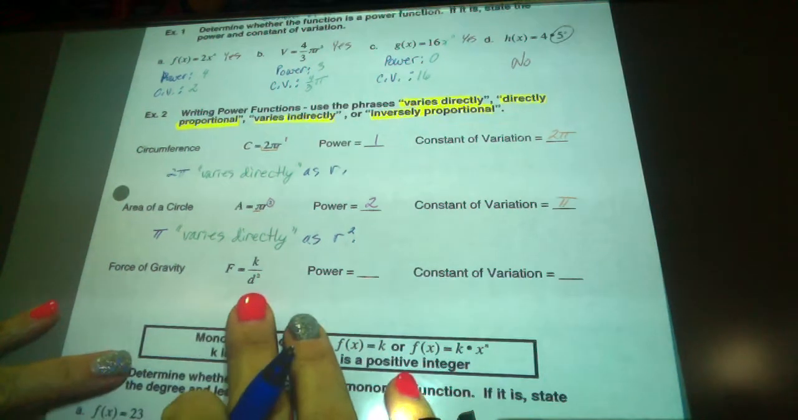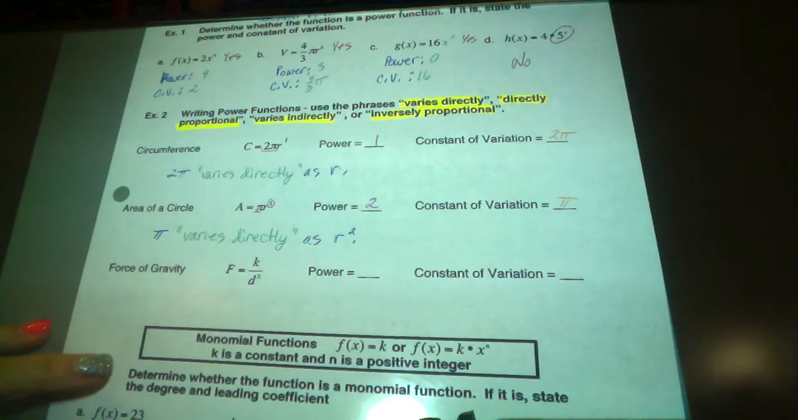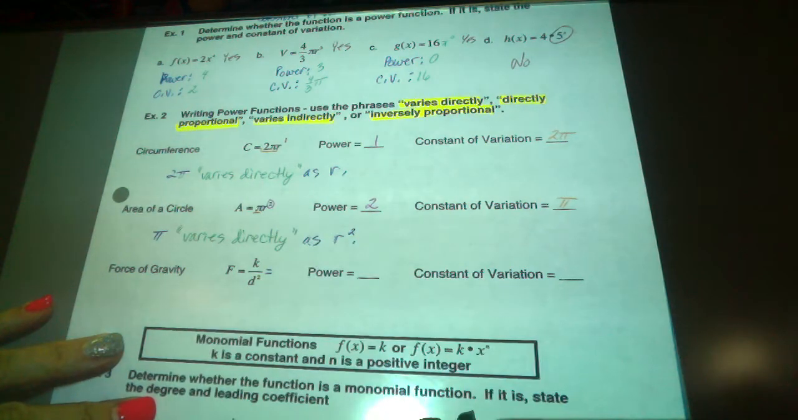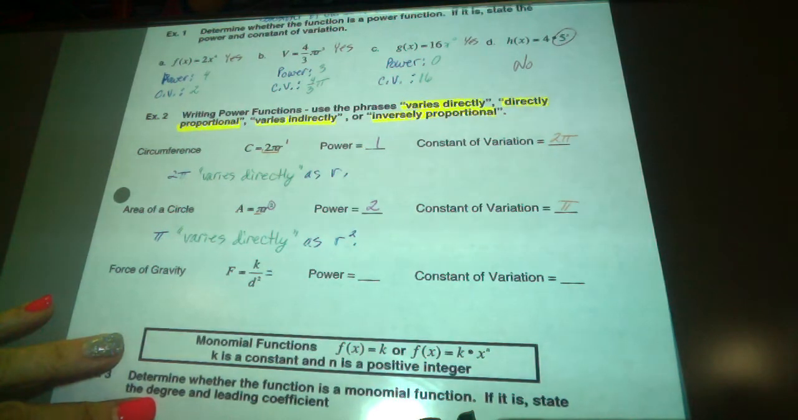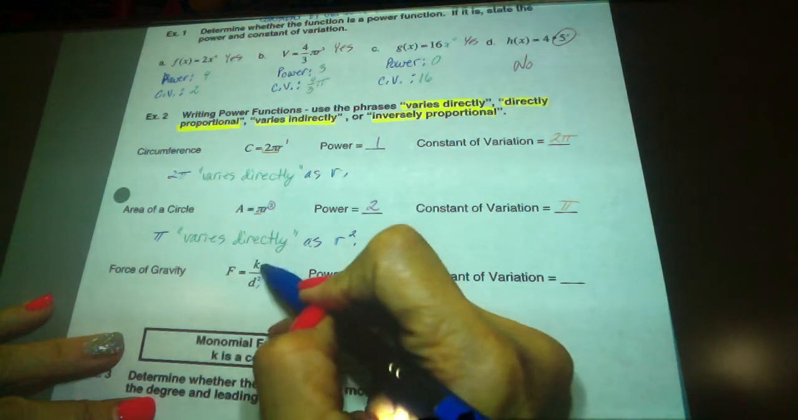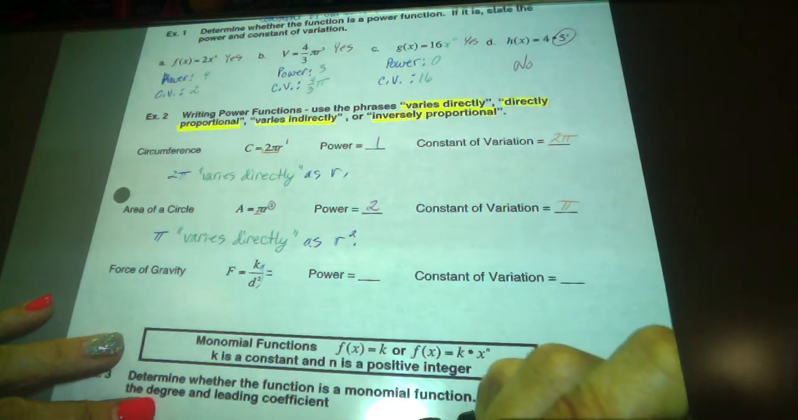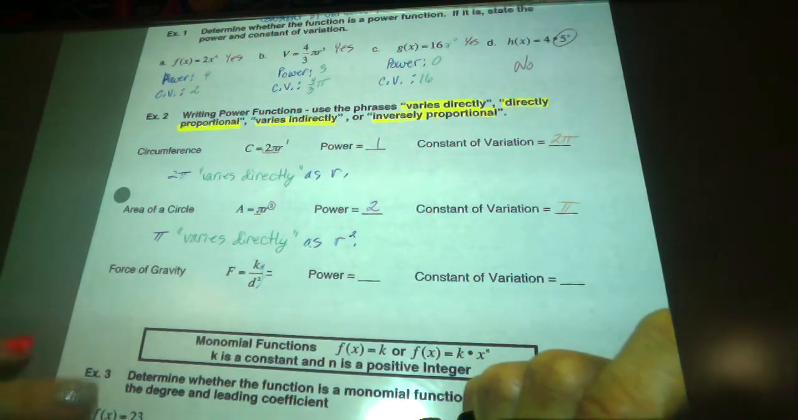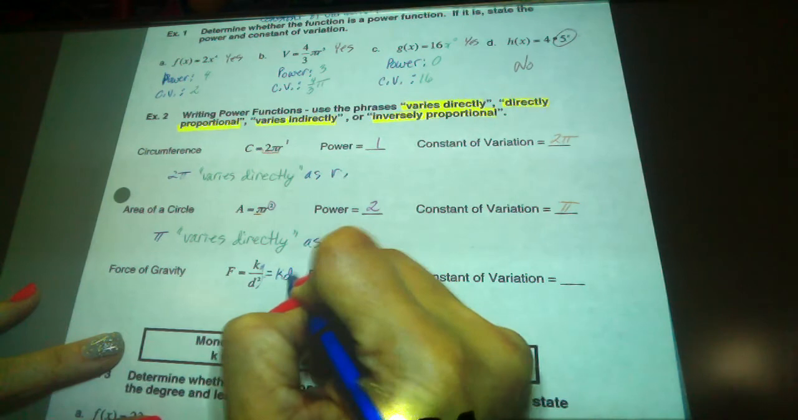Now this is not written, the force of gravity one, this is not written in proper power function notation. So how would we write this so that there is no denominator? K multiplied by d squared? I can't just pull up the d squared without doing something else. If this moves up top, what happens to the exponent? It becomes negative, right? So doesn't this become k, d to the negative 2?